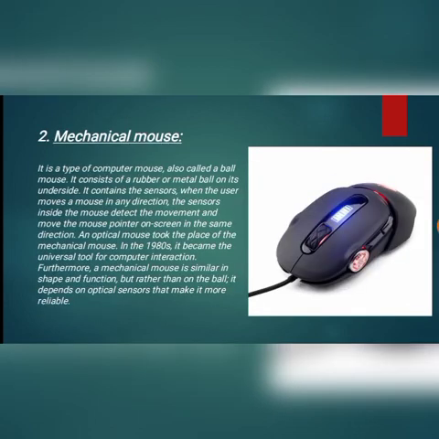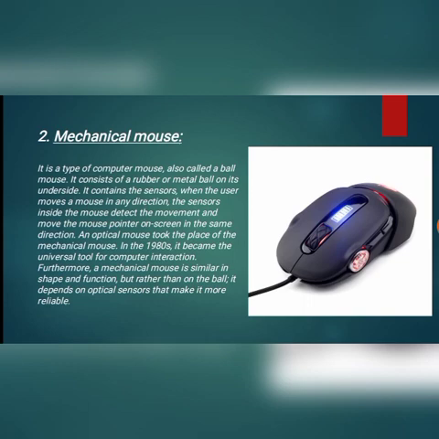Mechanical mouse. It is a type of computer mouse, also called a ball mouse. It consists of a rubber or metal ball on its underside. It contains sensors, and when the user moves the mouse in any direction, the sensors inside the mouse detect the movement and move the mouse pointer on screen in the same direction. An optical mouse took the place of the mechanical mouse.